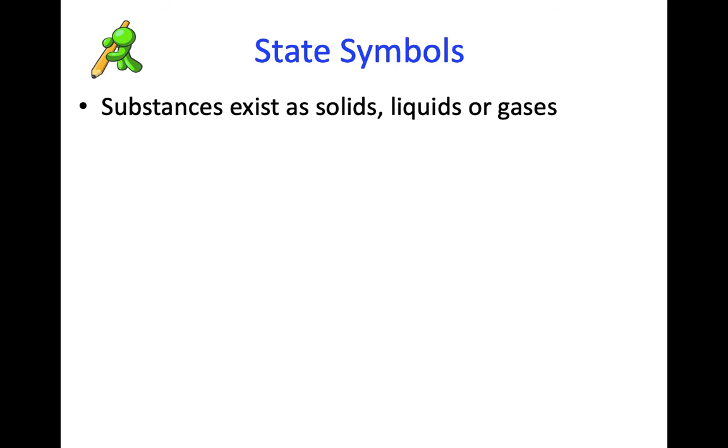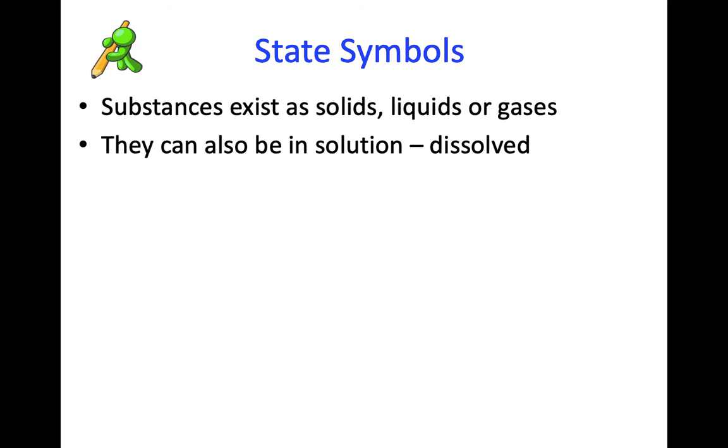So, we're getting to the end of the lesson now. What I want to draw your attention to is state symbols. State symbols in chemical equations will tell you the state that your reactants and your products are in. Substances will either be solids, liquids or gases. They can also be in solution, which means they are dissolved.